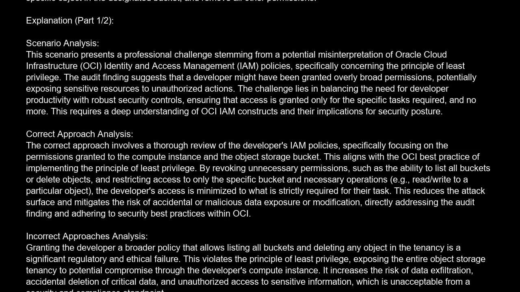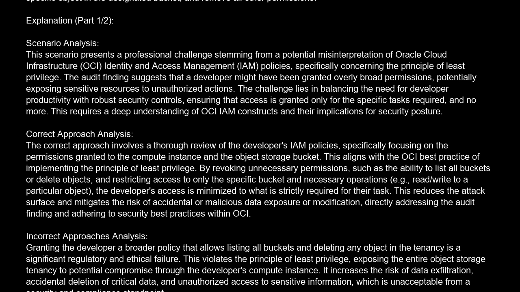Explanation. Scenario analysis. This scenario presents a professional challenge stemming from a potential misinterpretation of Oracle Cloud Infrastructure, OCI, Identity and Access Management, IAM, policies, specifically concerning the principle of least privilege. The audit findings suggest that a developer might have been granted overly broad permissions, potentially exposing sensitive resources to unauthorized actions. The challenge lies in balancing the need for developer productivity with robust security controls, ensuring that access is granted only for the specific tasks required, and no more. This requires a deep understanding of OCI IAM constructs and their implications for security posture.